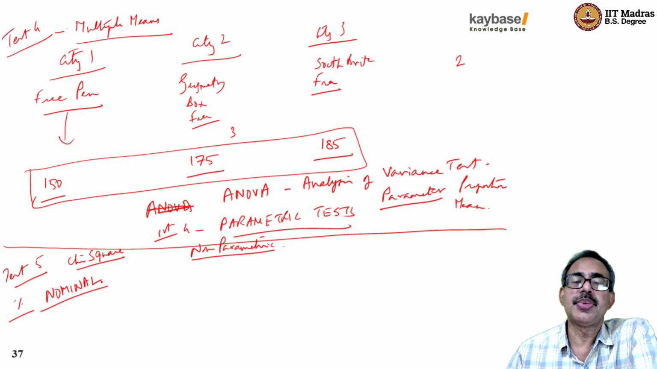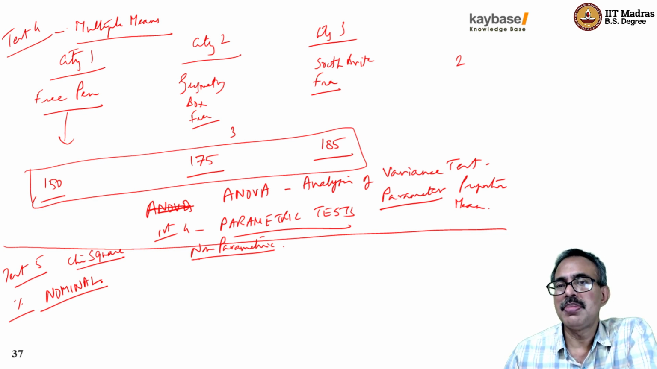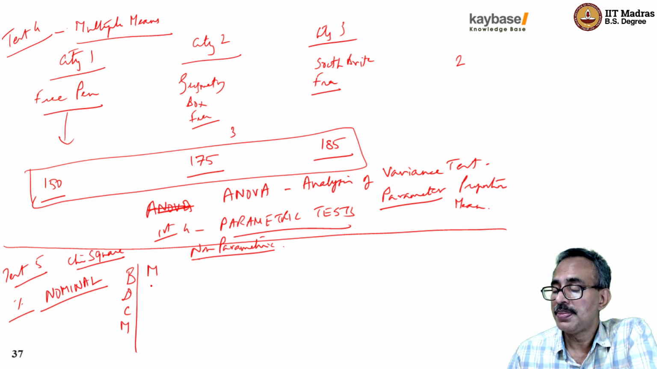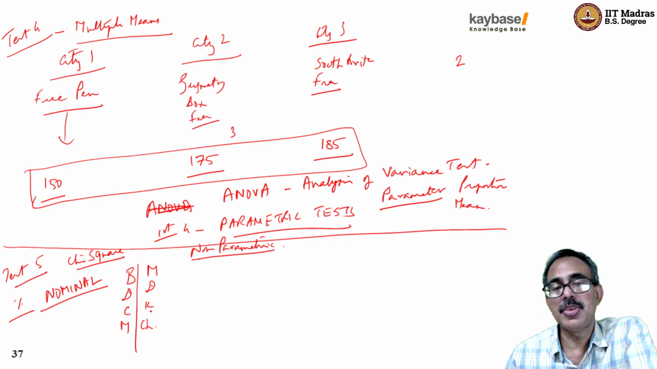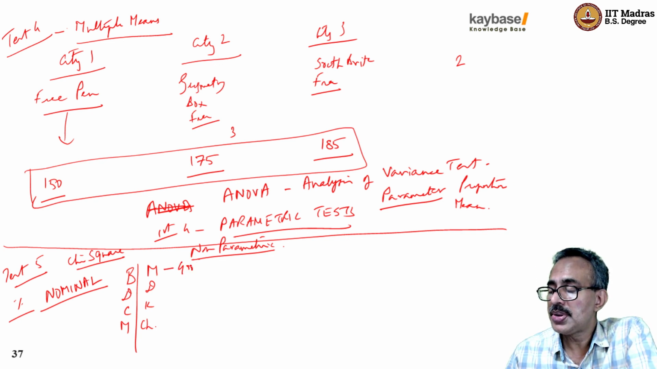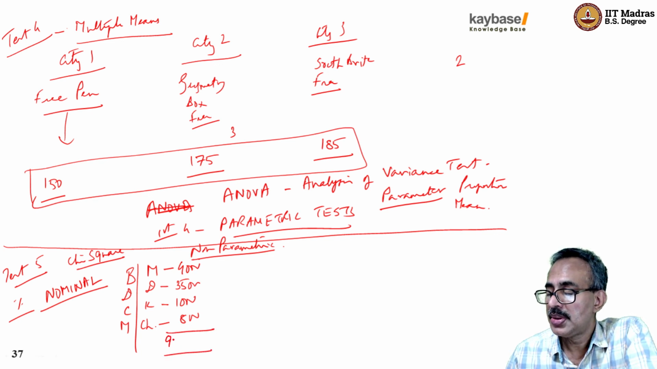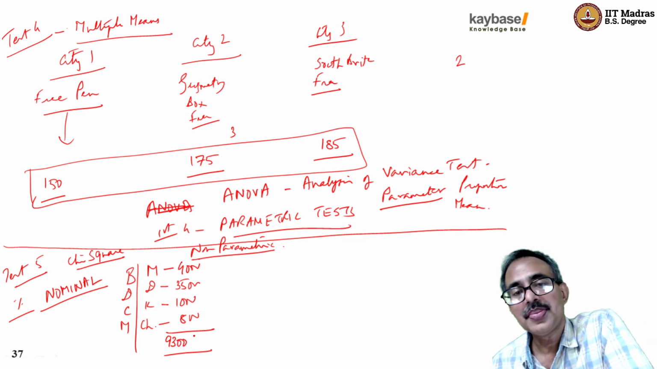So let's say we have a hypothetical situation where we have a client, a finance company. It has got customers in 4 cities. I'm sorry, let me update my knowledge: Mumbai, Delhi, Kolkata, Chennai. Right? In Mumbai, it's got 4,000 customers. In Delhi, 3,500 customers. In Kolkata, 1,000 customers. In Chennai, 800 customers. Therefore, the total is 4,000, 7,500, 8,500, 9,300 customers. Okay?